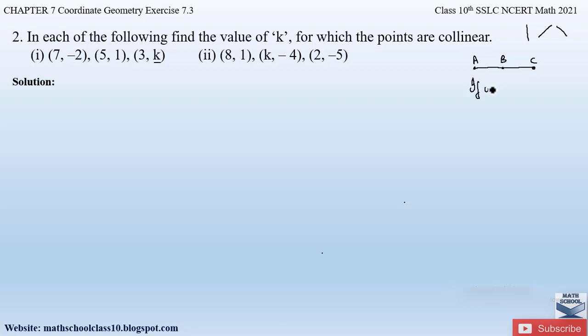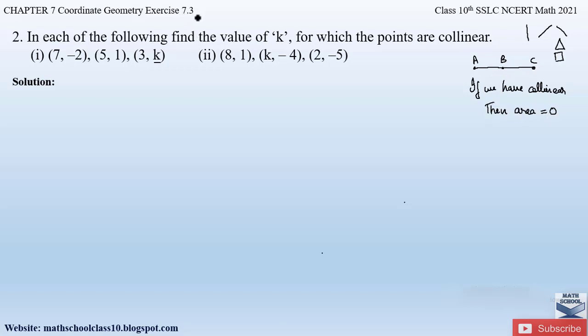If we have collinear points, then area is equal to 0 because there is no enclosed figure formed like a triangle or a square or a rectangle. Whenever we have an enclosed figure formed, then we can find out the area of such a figure. But here, since all the 3 points are lying in a straight line, therefore the area is equal to 0.